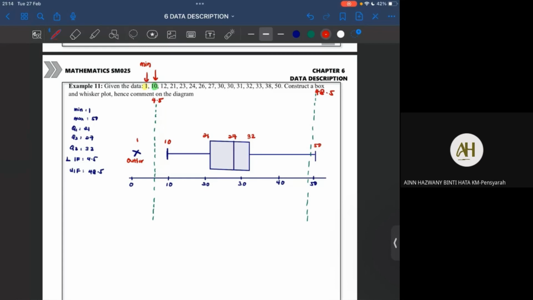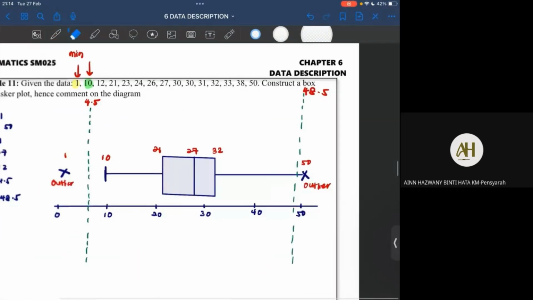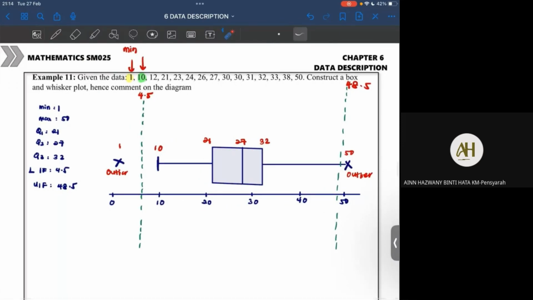So ada lagi outlier? 50. Ada. 50 pun berada di luar fence kita, di luar pagar kita. Okay, so kita padam ini. Kita labelkan dia sebagai outlier. Okay, so ini ialah outlier kita 50. So sebelum 50 itu apakah nilai maksimum? 50 dah bukan maksimum, sama juga macam 1 bukan minimum. So kita akan ambil the previous value which is 38.